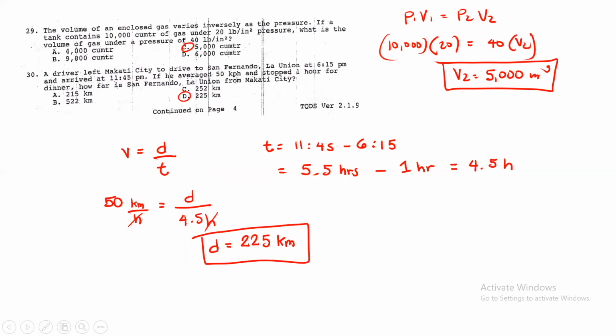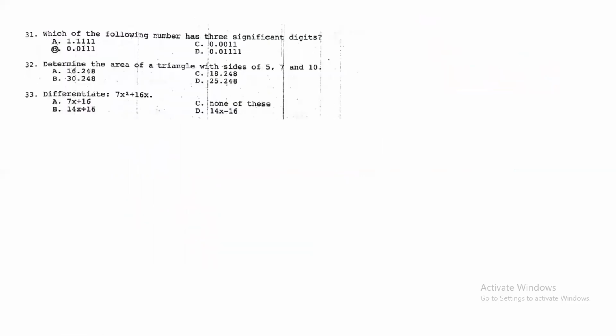The next, 31. Which of the following numbers has 3 significant digits? Of course, that's letter B right away.